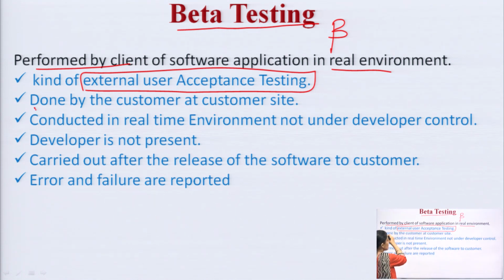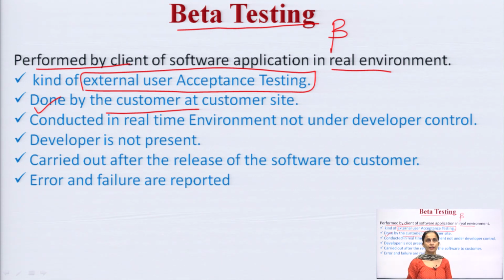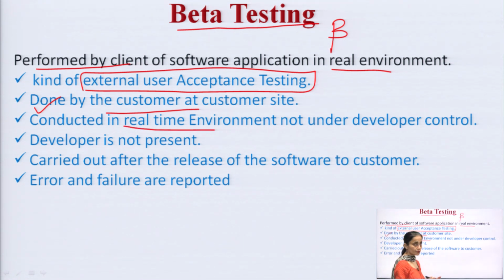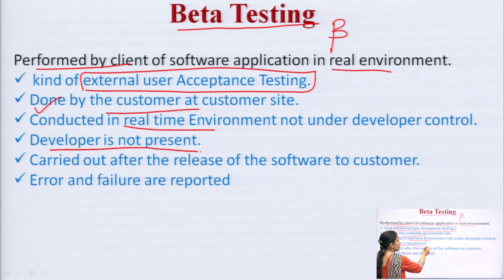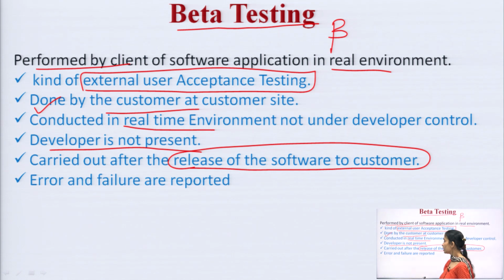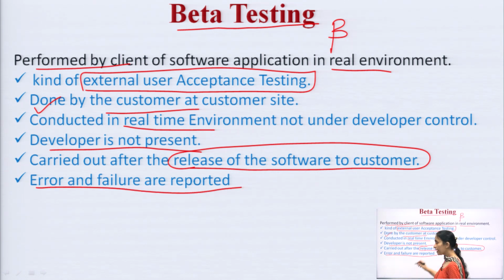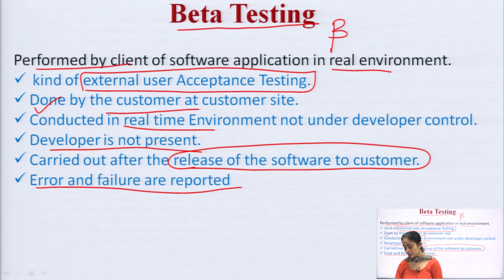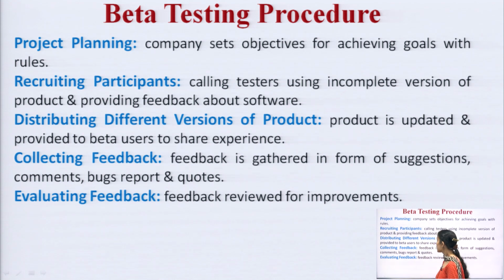Then beta testing is done by the customers, at the customer side. Then beta testing is conducted in the real-time environment in which no development will occur at the same time. As I said, no development will occur, that means the developer is not present at the time of doing beta testing. Then beta testing is carried out after the software is released to the customer, the first phase is ready and then it takes place. Then the main task for doing beta testing is to report the different errors and failures that are left over from alpha testing.